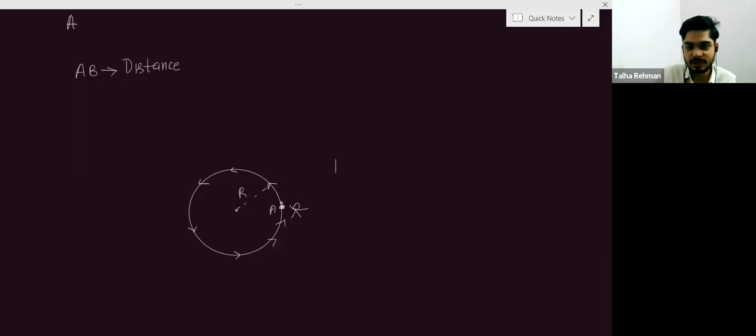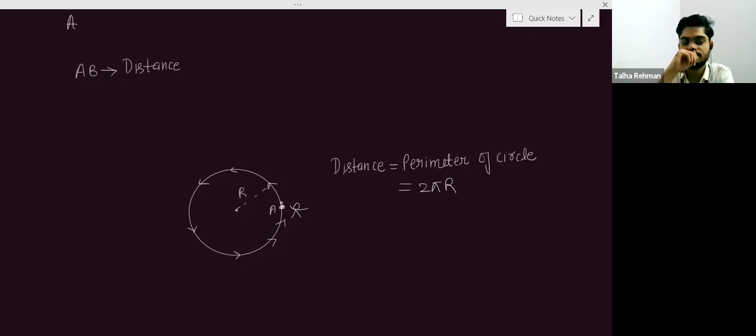So in this case, your distance will be the perimeter of the circle. Perimeter of circle. So this will be 2 pi r.